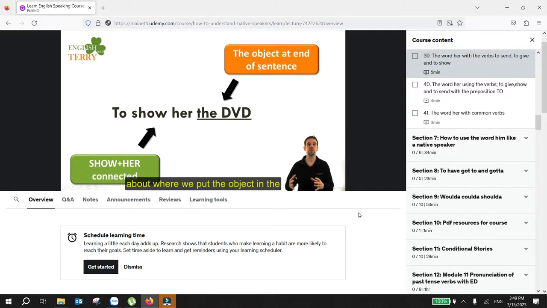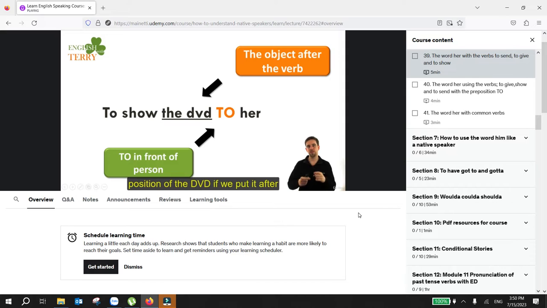What is important is where we put the object in the sentence. When I say the object, I mean the words "the DVD." Here, for example, the DVD is at the end of the sentence, so that show and her are connected, and there's no "to" in between, right? To show her the DVD. But when we change the position of the DVD, if we put it after the verb, now we need the preposition: to show the DVD to her.